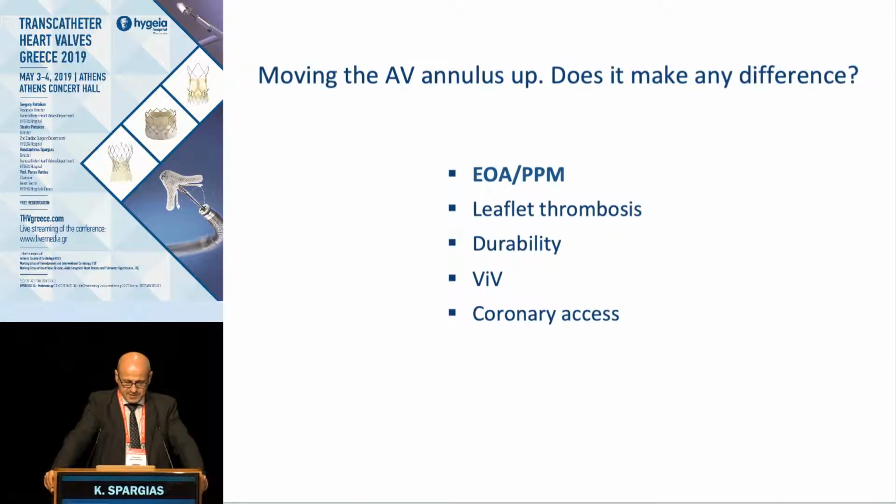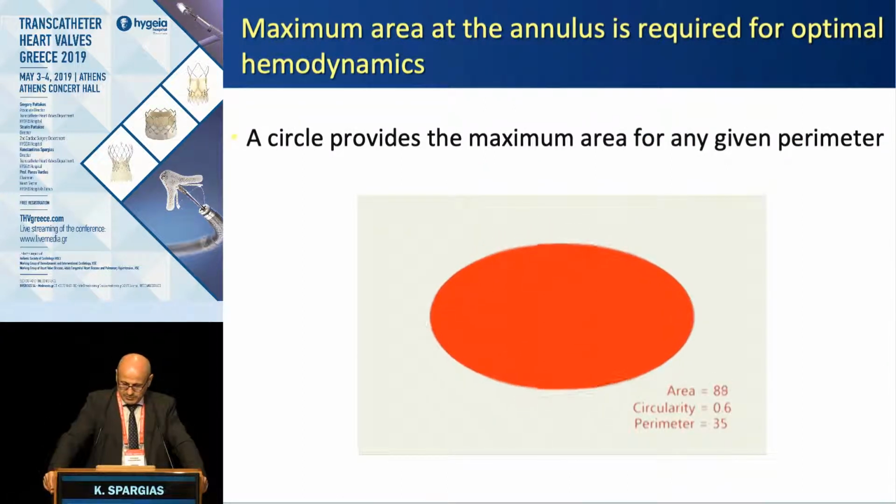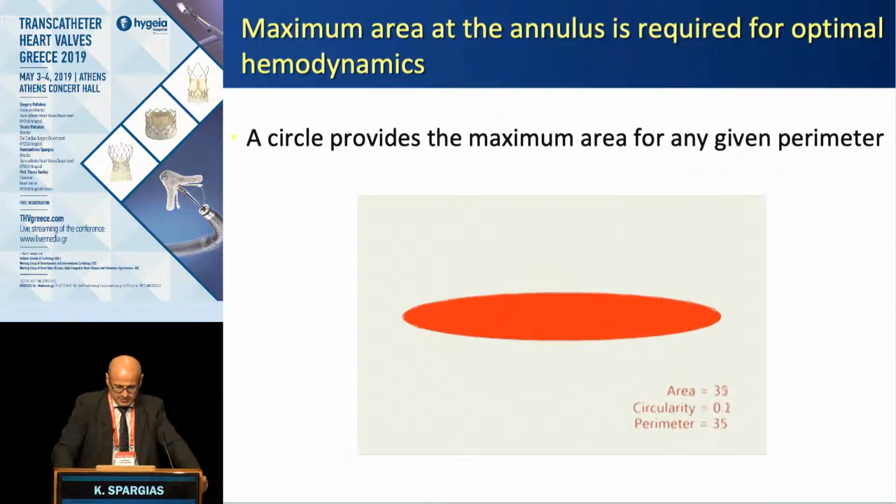And some sections that you can put some thought in are these: the effective orifice area and patient prosthesis mismatch, if there is any effect of the design on this factor, leaflet thrombosis, if there is any difference, the durability of the valves, future valve-in-valve requirements, and coronary access. So these two designs, we have to think if it makes any difference.